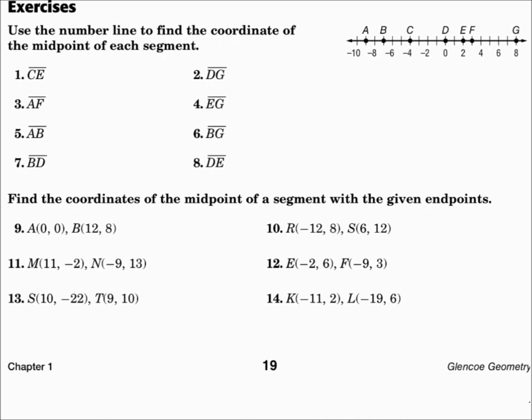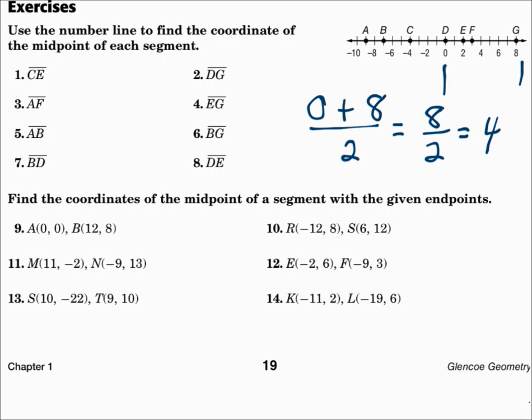Number 2, the midpoint of segment DG. D uses 0, G uses 8. The midpoint is found by adding those numbers and dividing by 2. That's 8 over 2, which is 4. 4 is the midpoint.